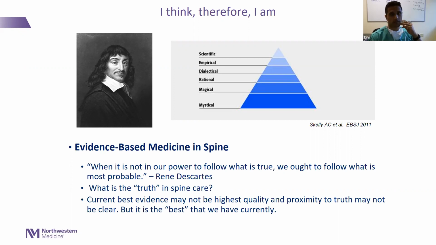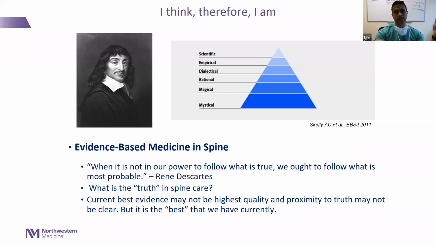René Descartes came up with this hierarchical pyramid of evidence. At the very bottom is mystical evidence, then magical, and then rational thought is one way to apply clinical practice. Then dialectical is combining rational thought and group thinking to come up with a consensus choice. Empirical implies that you have a set of observations. If you think of empirical methods for scientific research, you have a repeatable set of experiments that you do, and you can come up with a deduction from that.